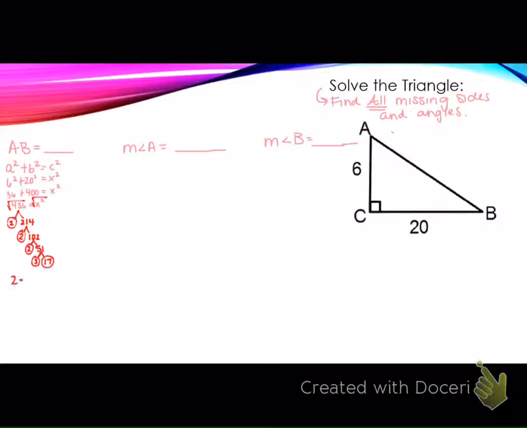So I have my factor tree of 2 times 2 times 2 times 3 times 17. So that simplifies to 2 square root of 2 times 3 times 17. I don't know what 6 times 17 is. What is 6 times 17? 1, 2, 3. Okay. So AB is 2 root 102.